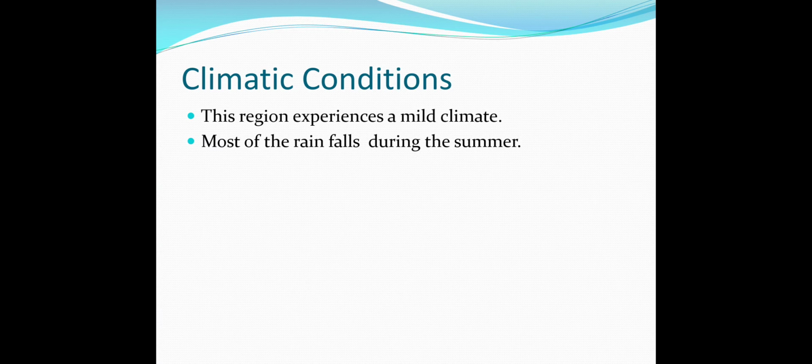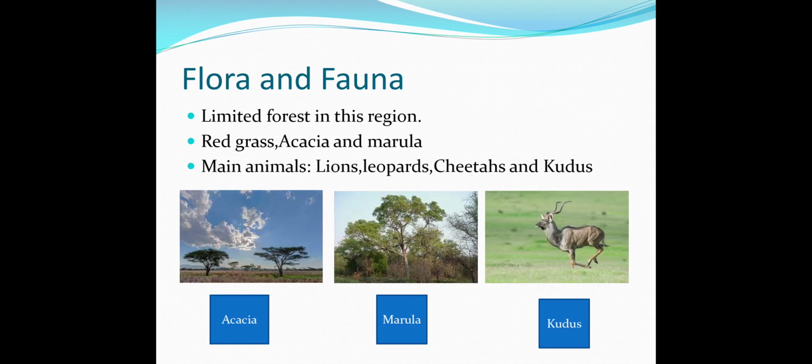Then we moved to the climatic conditions, where I told you that this region experiences a mild climate. Here the winters are cold and dry, summers are short and warm. Now, why mild climate? Because it is next to the Indian Ocean. Why are summers short and warm? Because here the sun rays do not fall directly, because it lies in the temperate zone. And in fact, most of the rain falls during the summer.